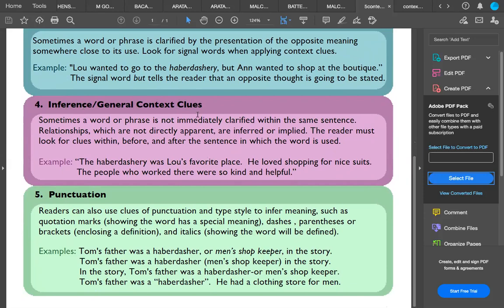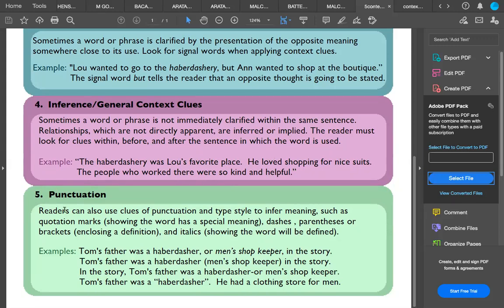Inference, or kind of a generalization here. Sometimes a word or phrase is immediately clarified within the same sentence. Relationships which are not directly apparent are inferred or implied, so it is implied. The reader must look for clues within, before and after the sentence in which the word is used. So the haberdashery was Lou's favorite place. He loved shopping for nice suits. People who worked there were so kind and helpful. So you can assume that he's a guy. It's one of his favorite places to shop. He can get suits or guys' clothing there. You can assume or infer that it is a place where you can get men's clothing.